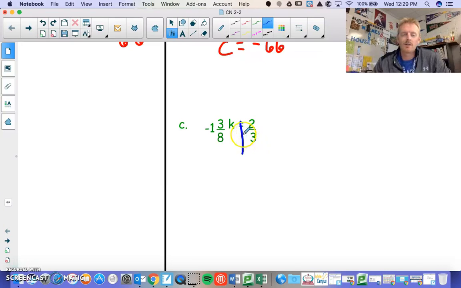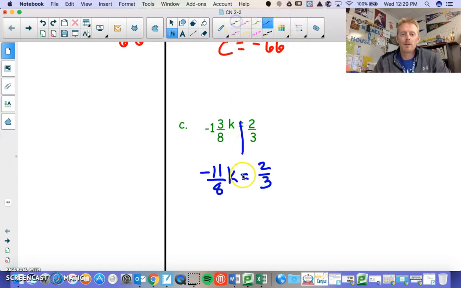So the first thing I want to do, because I know that we're multiplying with a mixed number, is I'm going to change this mixed number into an improper fraction. So I'm going to do 8 times that negative 1 plus the 3. So I have a negative 11 over 8 k is equal to 2/3.